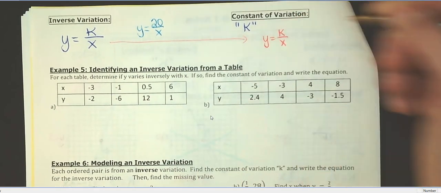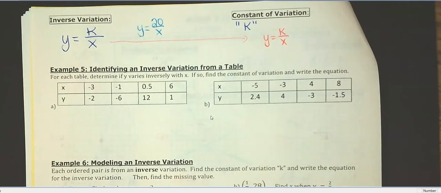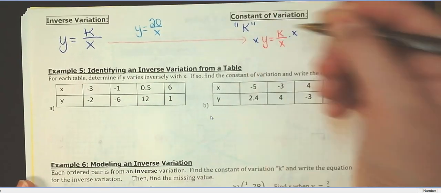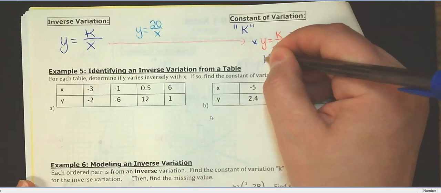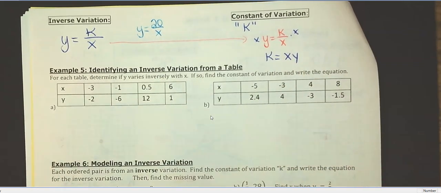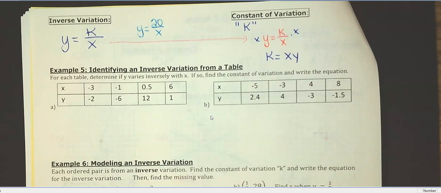If I had y equals k over x and I wanted to solve that equation for the constant of variation k, what would you do to both sides of the equation to get k by itself? If I have y equals k over x, what would you do to both sides to get k alone? Multiply by x. Okay, so this one is the reverse of the direct. In this case, the constant of variation is x times y, whereas in the direct variation, it's y divided by x. In the inverse variation, it's x times y.